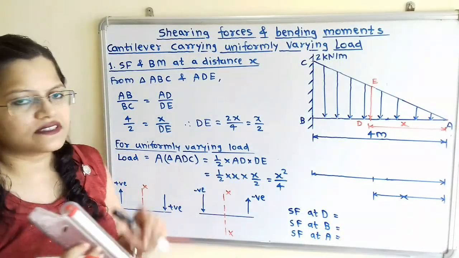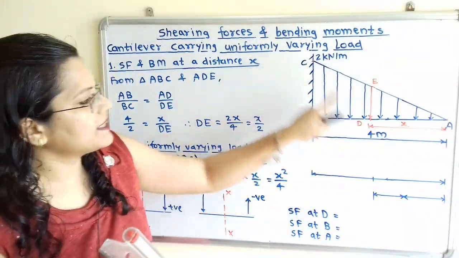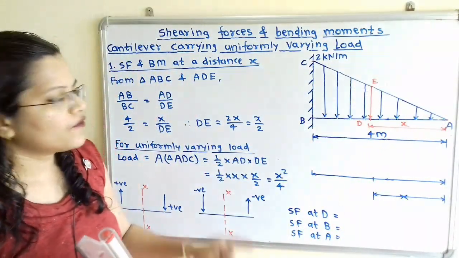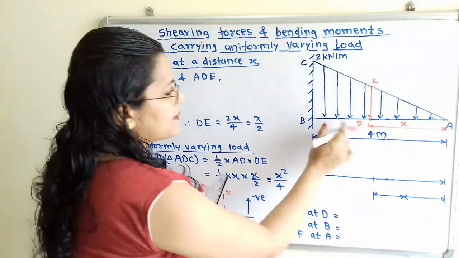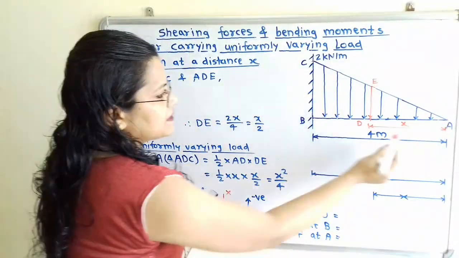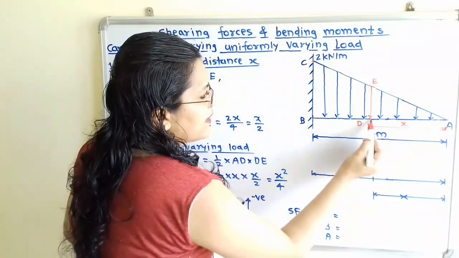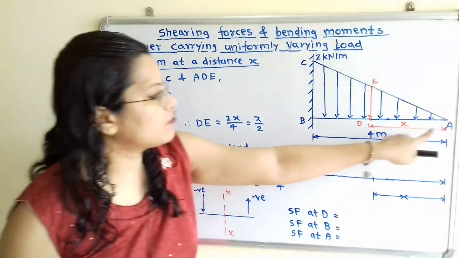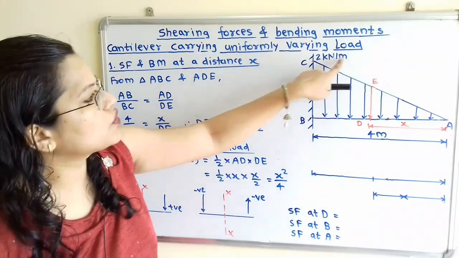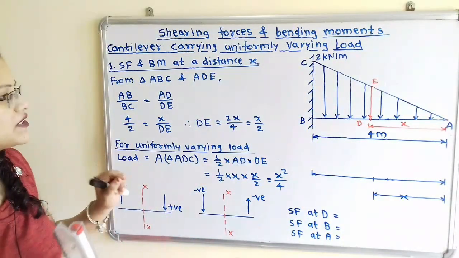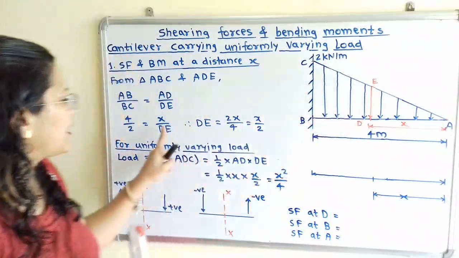Now if we observe this diagram, there are two similar triangles, ABC and ADE. So we can take the ratio for base to the height. So in triangle ABC, base is AB and height is BC. So AB divided by BC is equal to AD divided by DE. Now we know the value of AB. So AB is equal to 4. Then BC. So value of BC is 2 kN per meter. So we have to put this value is equal to AD.